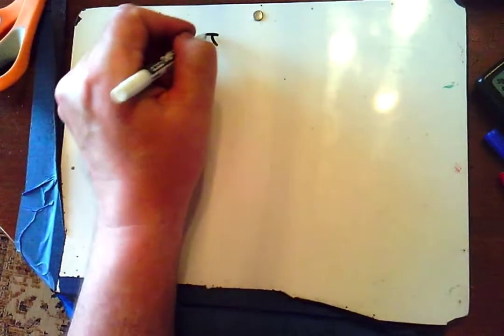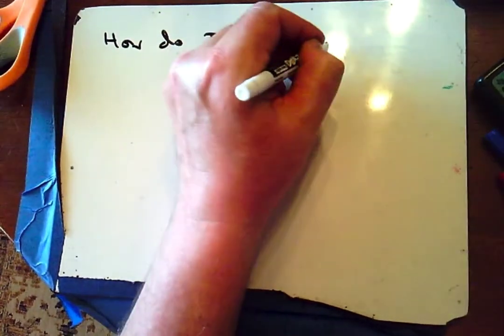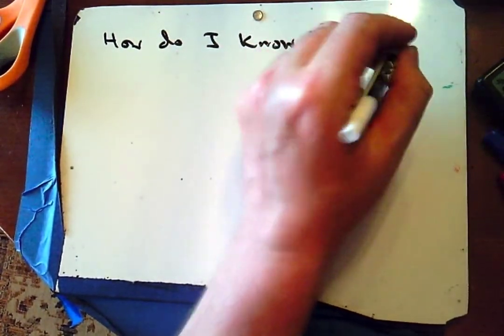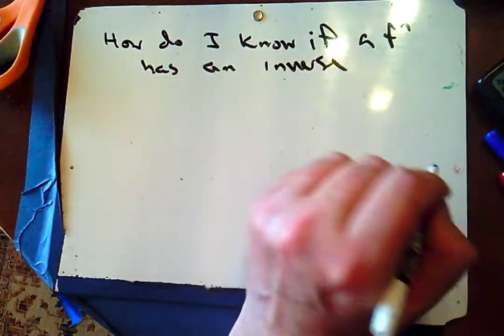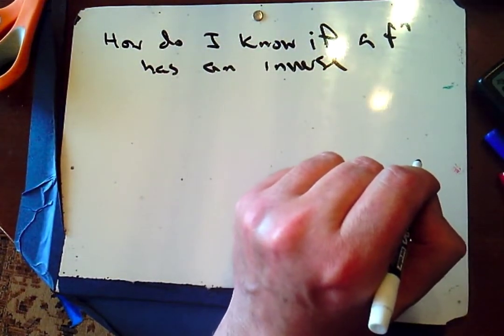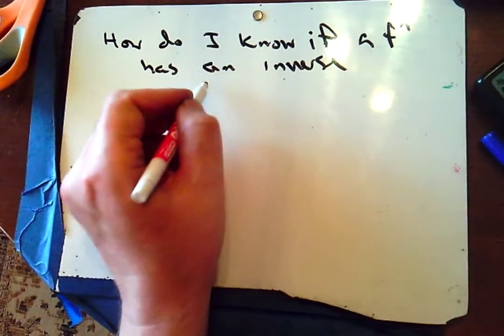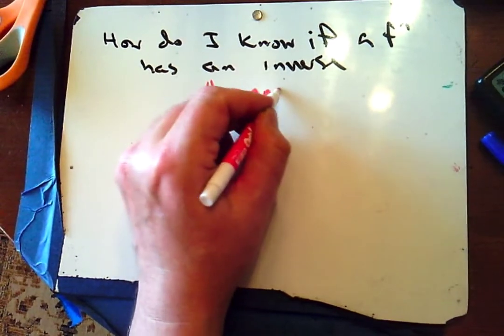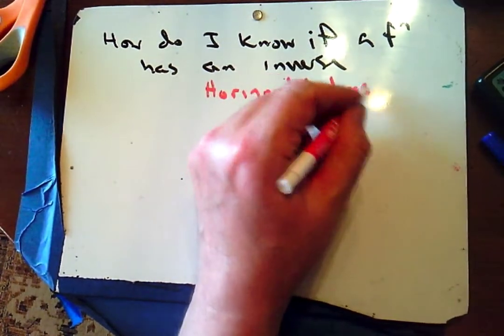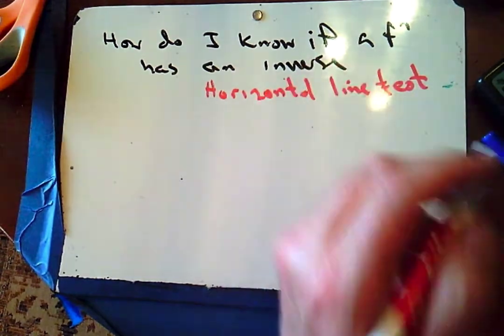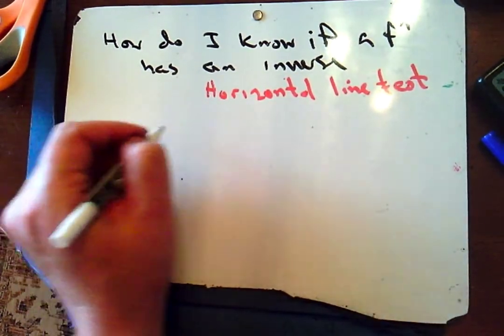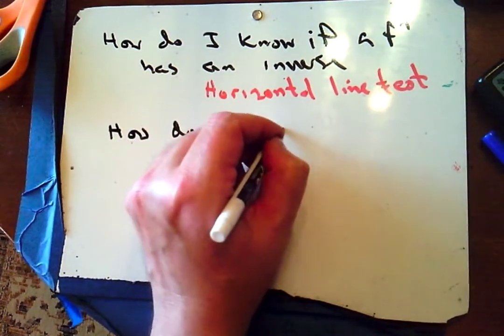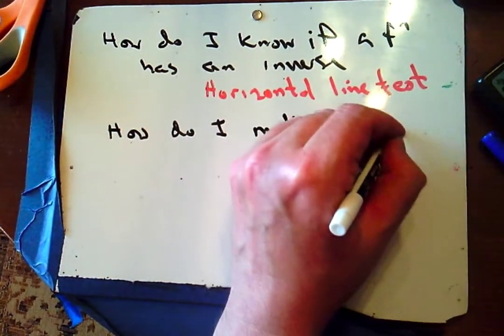How do I know if a function has an inverse? And we talked about one input for every output and one output for every input, but what most students do is they do the horizontal line test.